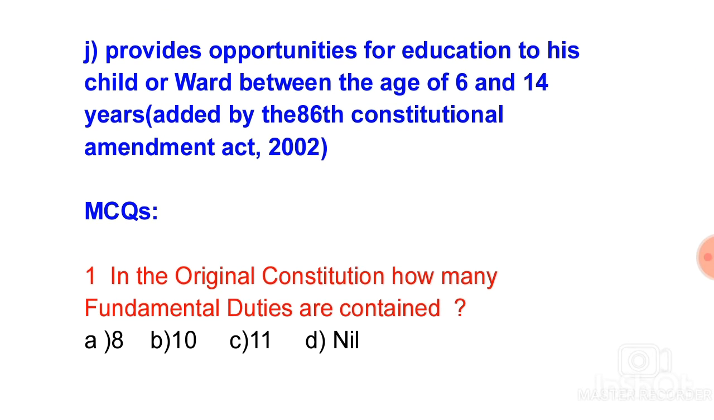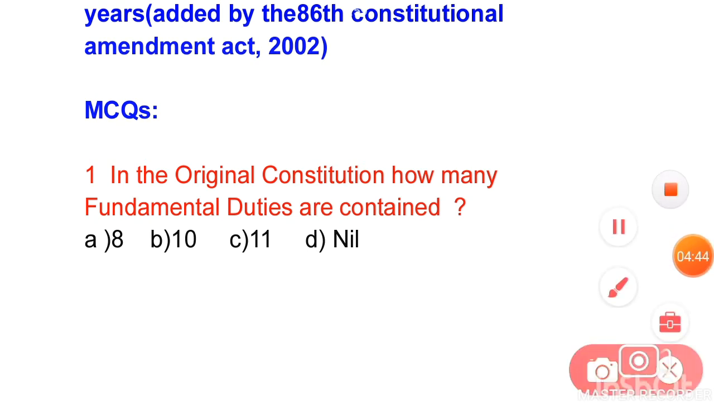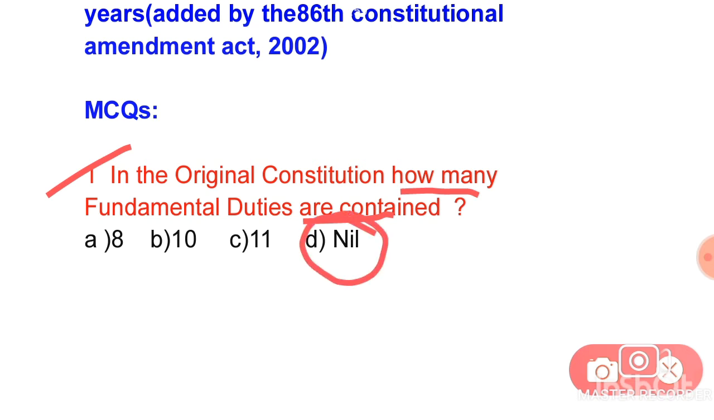Now, I'll take some multiple choice questions on fundamental duties. First question is, in the original Constitution, how many fundamental duties are contained? Here option D, nil, is the correct answer, because in our original Constitution, which came into force on 26 January 1950, there was no provision of any fundamental duties, but these were incorporated in the Constitution by the 42nd Amendment in 1976. So here the answer will be nil.